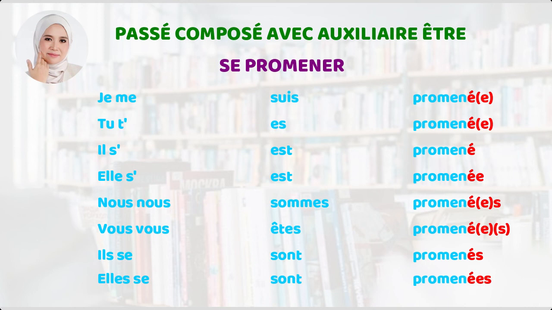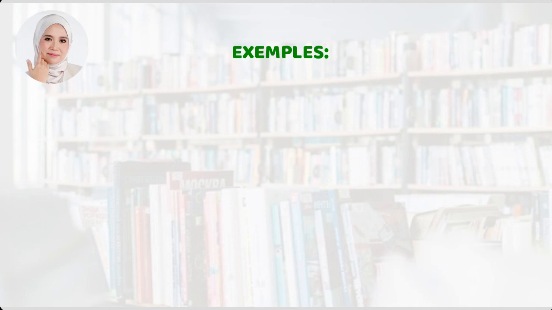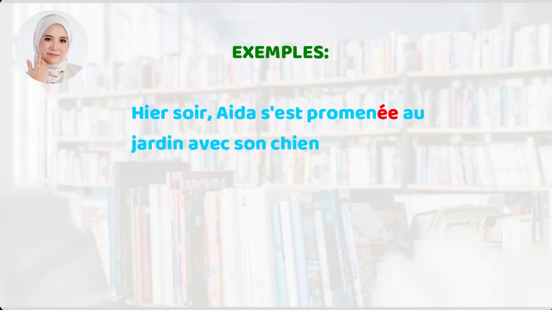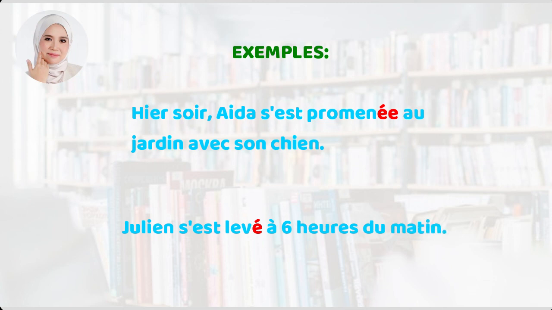Please be careful with the endings that we're supposed to add when there are differences in genders and numbers. Only for the verb passé composé using auxiliary être, not avoir. Only être. Now we have here the examples. Hier soir, Aïda s'est promenée au jardin avec son chien. Last evening, Aïda went for a walk in the garden with her dog. Second one, Julien s'est levé à 6 heures du matin. Julien woke up at 6 in the morning.